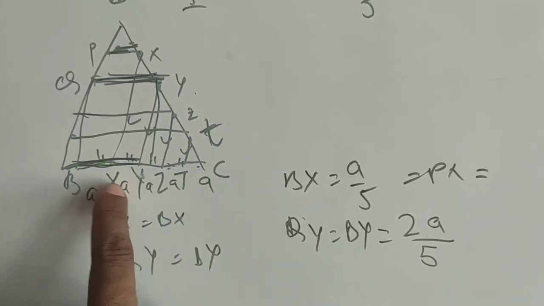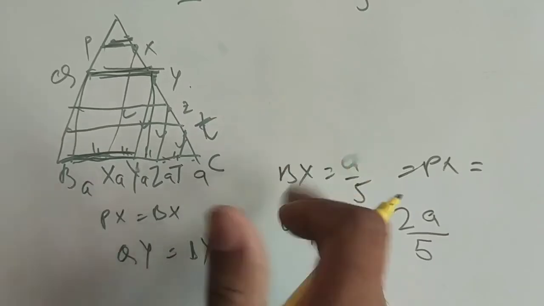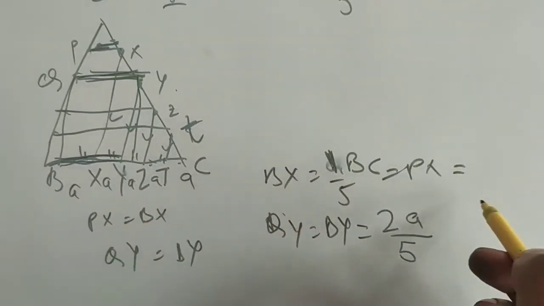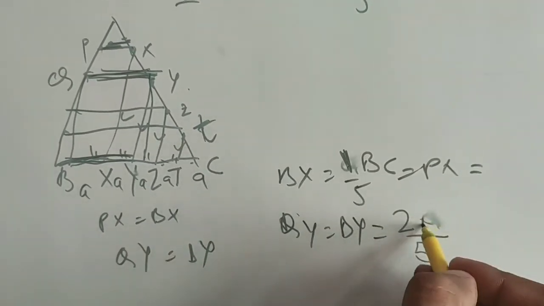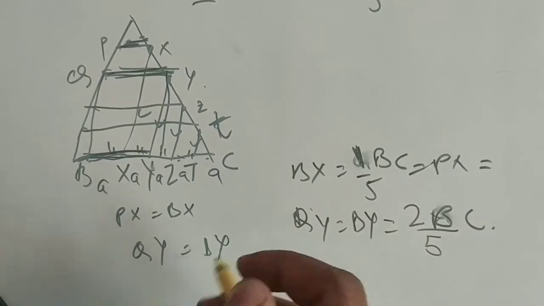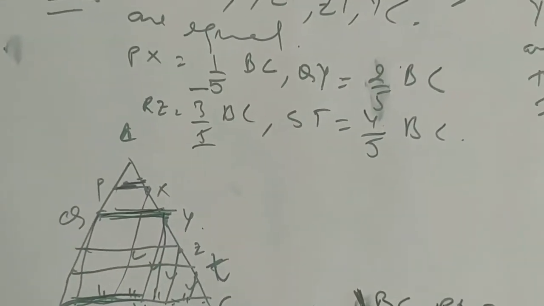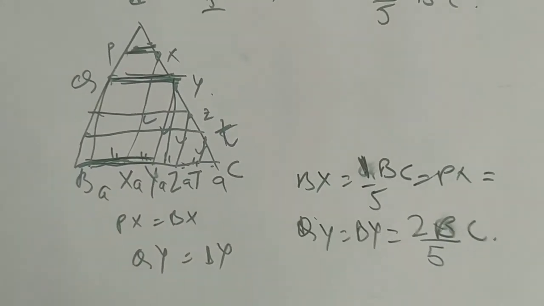So what is BX? BX is representing 1/5 part of, not A, 1/5 part of BC. What is QY representing? 2/5 part of BC. And this was required to be proved. That will be 1/5 of BC or 2/5 of BC or 3/5 of BC. So in this way we can prove this.